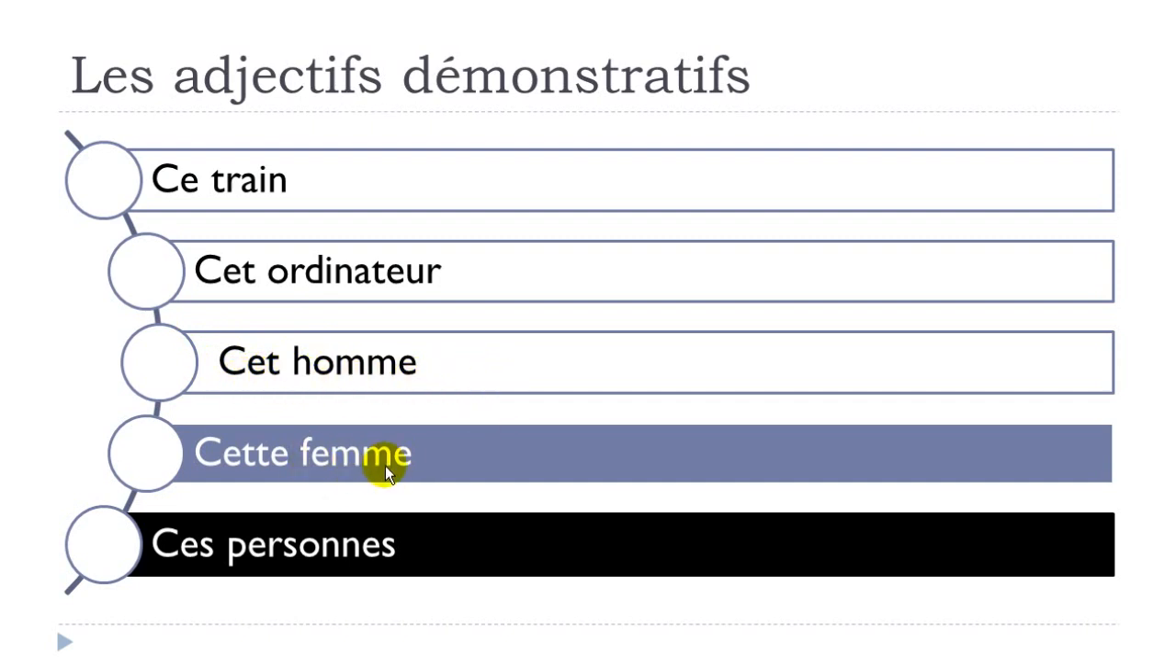alright, femme, woman, cette femme, this woman, cette femme, okay, and then the last one, personne, persons, pluriel, ces personnes, okay, so let's repeat them one more time. Ce train, cet ordinateur, cet homme, cette femme, ces personnes.